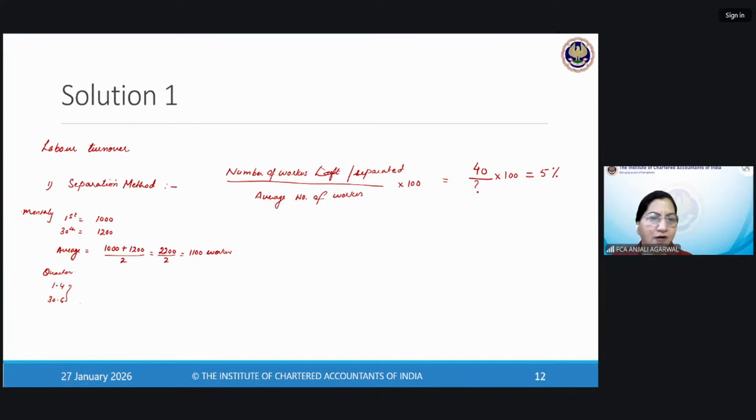So you have understood how we calculate labor turnover using the separation method. The formula is number of workers who have left or been separated from the entity divided by average number of workers into 100. So 40 divided by, let's say, X number of average workers into 100 is 5%. When you solve it, you will find out that this is 800.